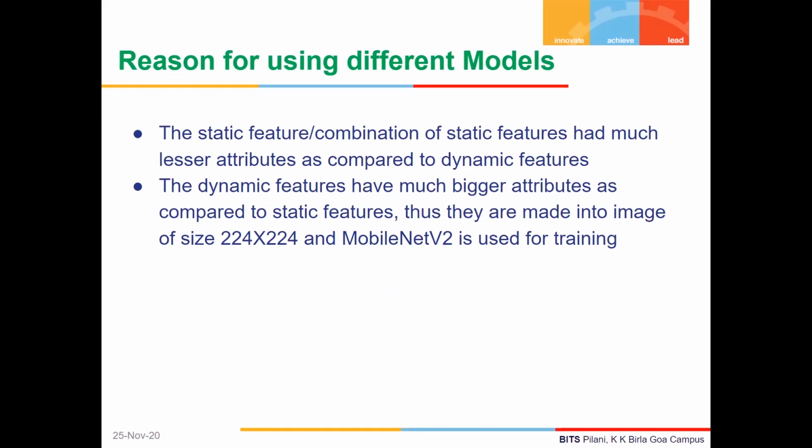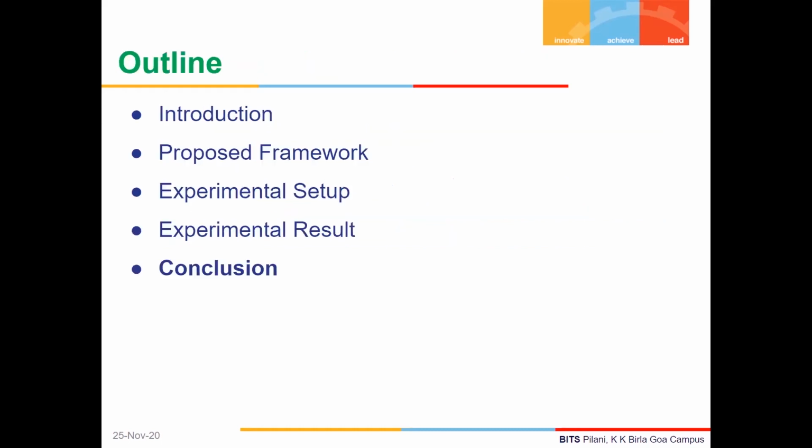The reasons for using different models: as mentioned, the combination of static features had much fewer attributes as compared to dynamic features. Thus, they can be made into images of size 32 x 32 and a custom MalCNN could be used. The dynamic features have much bigger attributes as compared to static features, and thus they are made into images of size 224 x 224 and MobileNet v2 is used for training. Now let's move on to our conclusion.